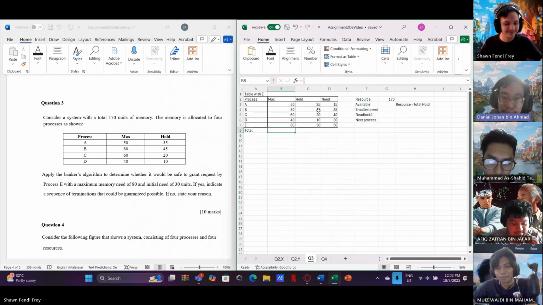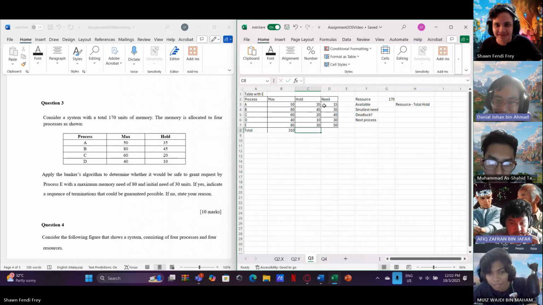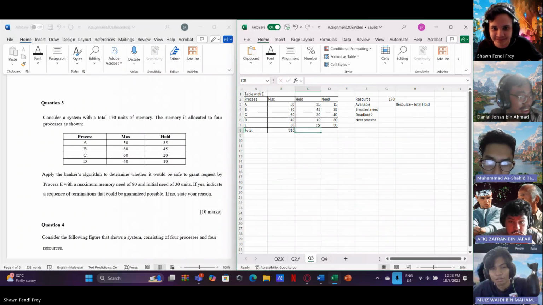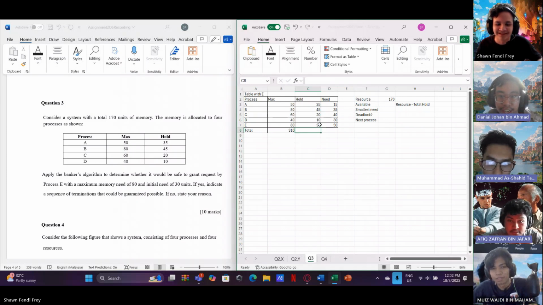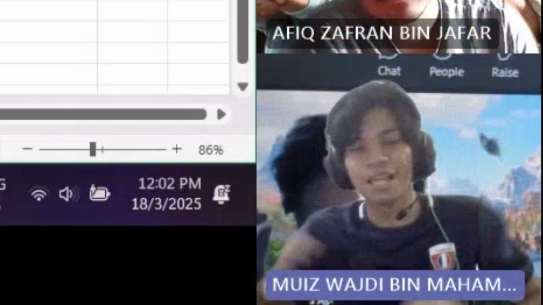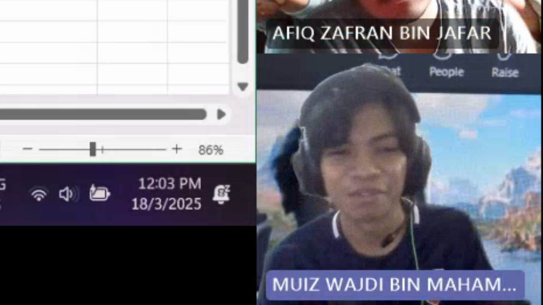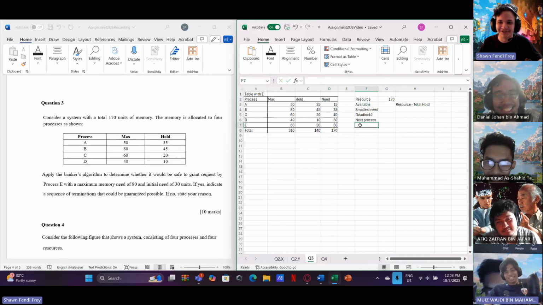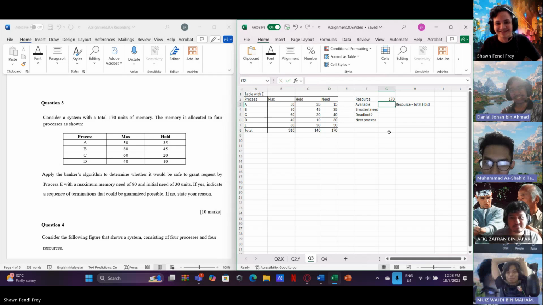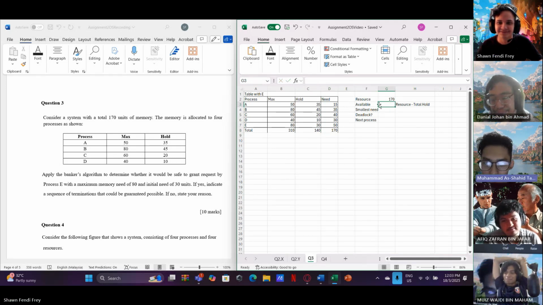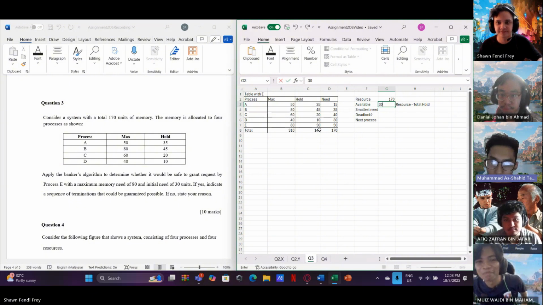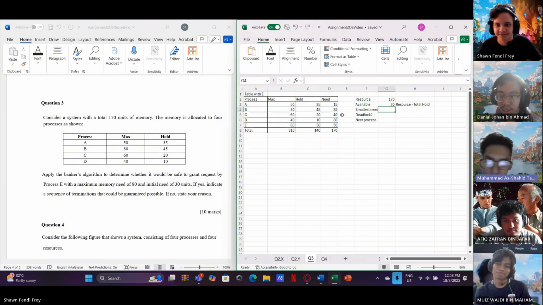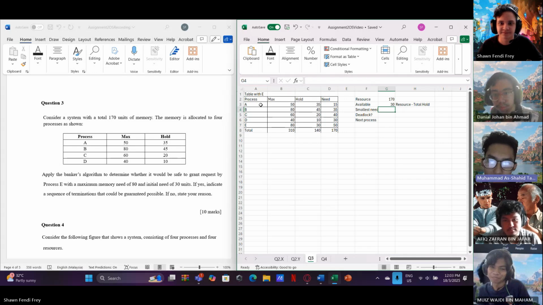A plus B plus C plus D plus E. Okay, total hold is 140. So for the available, the resource is 170, meaning that the available will be 30, since 170 minus 140. And so the smallest need is 15.